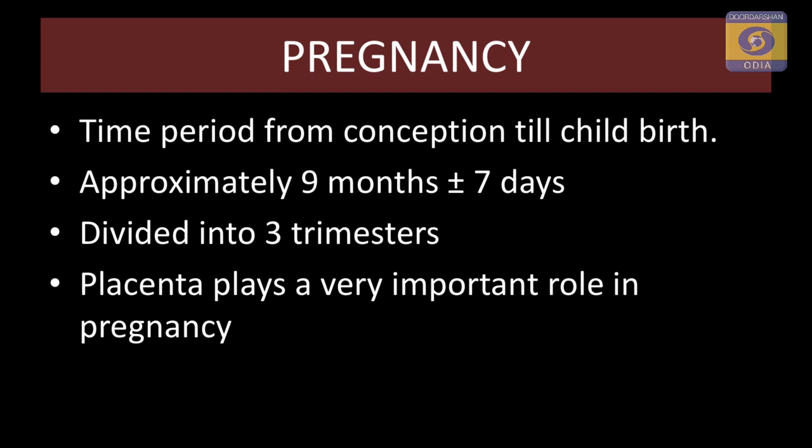How do we define pregnancy? We can define pregnancy as the time period from conception till the childbirth. That is, from the time fertilization occurs till the child has taken birth, and it is approximately 9 months plus minus 7 days in case of human beings. We can divide this entire pregnancy period into 3 trimesters.